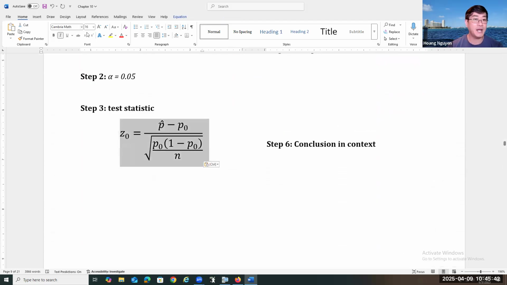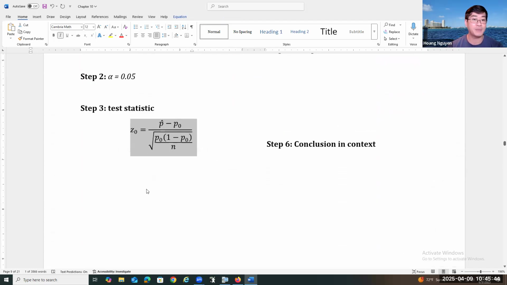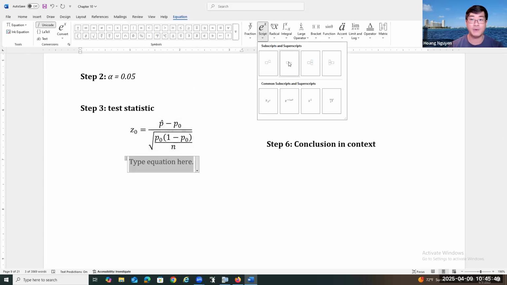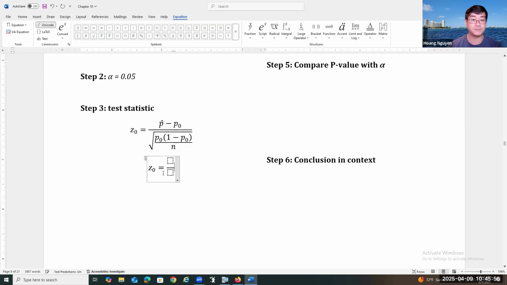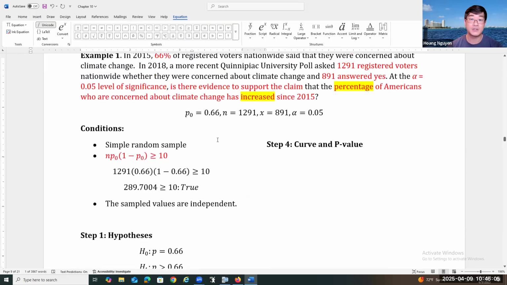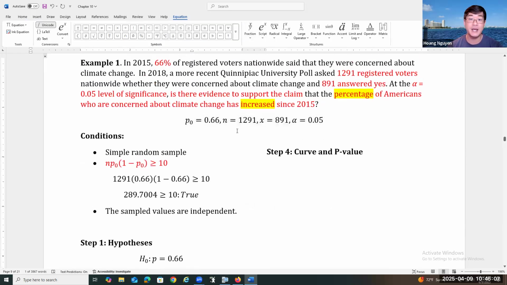Okay, so this is going to be the formula that we have for the calculation of the test statistic z sub 0. Now in this calculation, we need to find out p hat, right? So what's the calculation for p hat? p hat equals x over n. So p hat is the sample proportion, and for the sample proportion, we need to know the sample size and the number of individuals that have a certain characteristic.